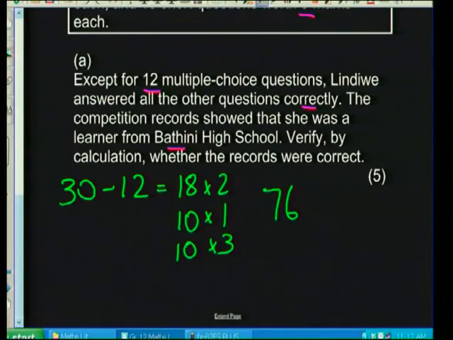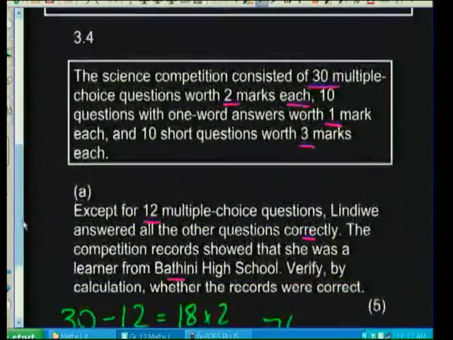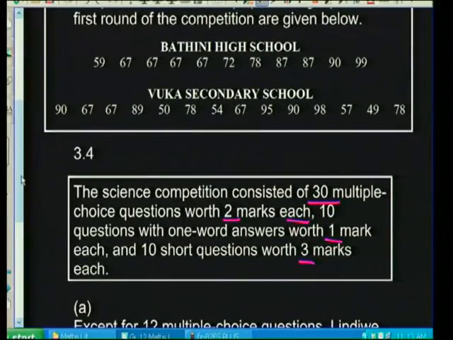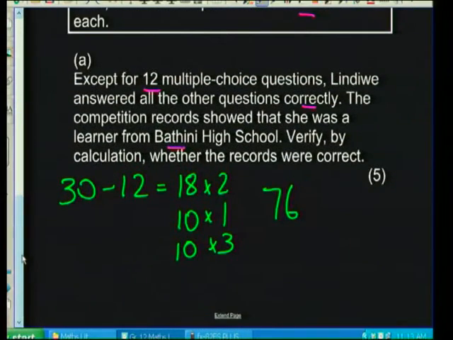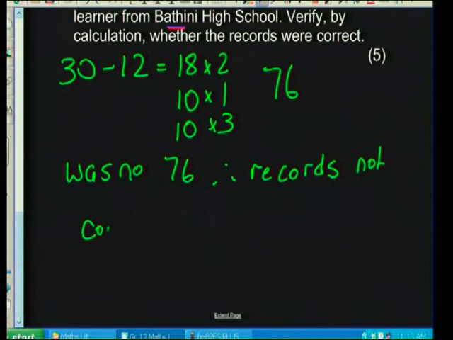She's from Bethany, so what we need to do is find out, did Bethany have a 76? So go back to that. Did they have a 76? No, they're missing a 76. So clearly the records are not correct. So there was no 76. Therefore, the records are actually not correct or incorrect. I suppose that's a better way of putting it.